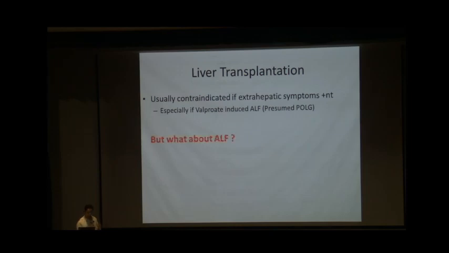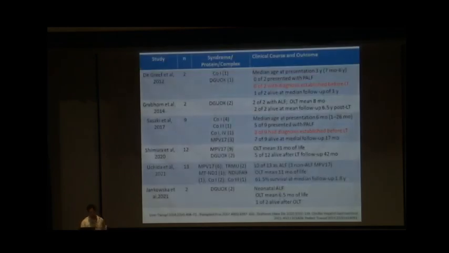But what about ALF? If you suspect mitochondrial hepatopathy based on your personal or family history, your examination, you may have hypotonia, some neurological involvement, you do your screening test, you find lactic acidosis, what do you do in such cases? Do you refuse liver transplantation? It's difficult to answer, but some studies have been done in which they also face the same thing.